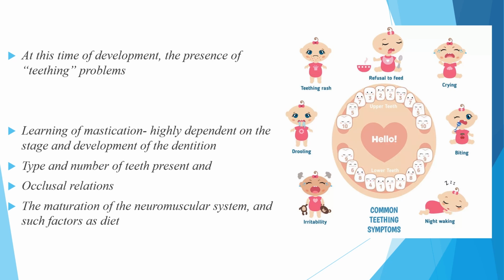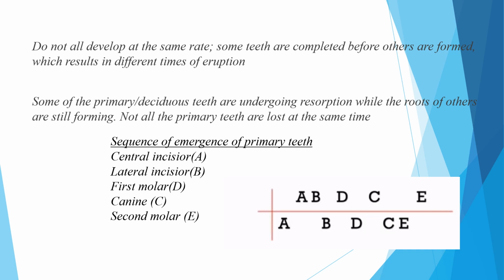Mastication is highly dependent on the stage and development of dentition, and it also depends upon the type and number of teeth present and occlusal relationships, then maturation of the neuromuscular system, which is also controlled by factors such as diet. Not all the teeth will develop at the same rate, and some teeth are completed before the other teeth are formed, which results in different types of eruption. Some of the primary or deciduous teeth are undergoing resorption while the roots of other teeth are still forming.